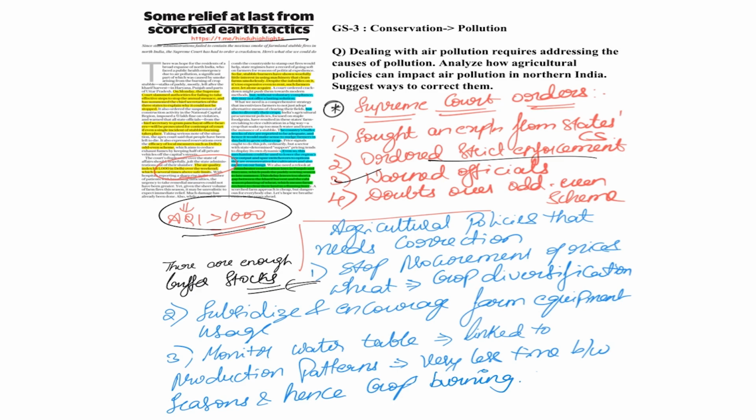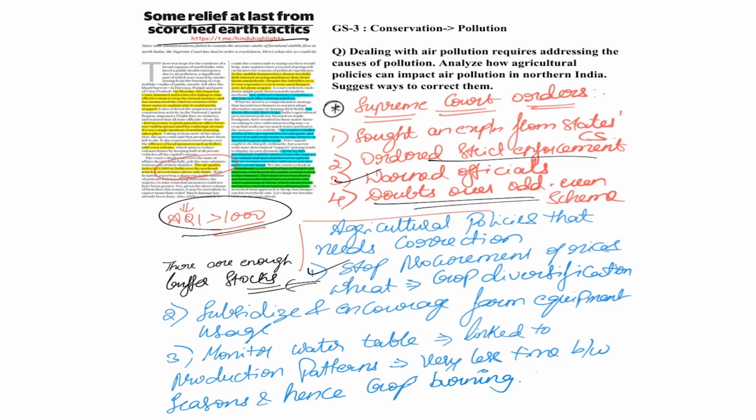It also expressed doubts over the odd-even scheme in Delhi. However, the main takeaway from this article is the emphasis on cultural policies that need course correction for handling this air pollution situation and crop stubble burning. The first one talks about how we have to stop public procurement of rice and wheat, which are the major crops of the region where crop stubble burning is happening.